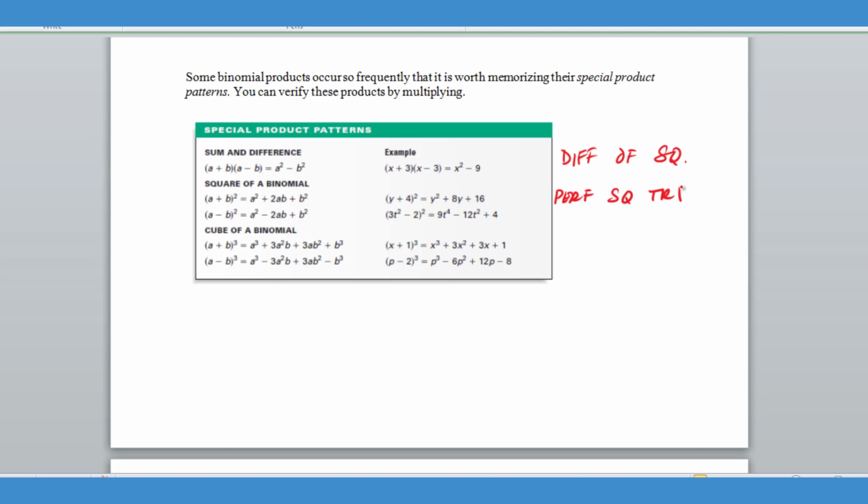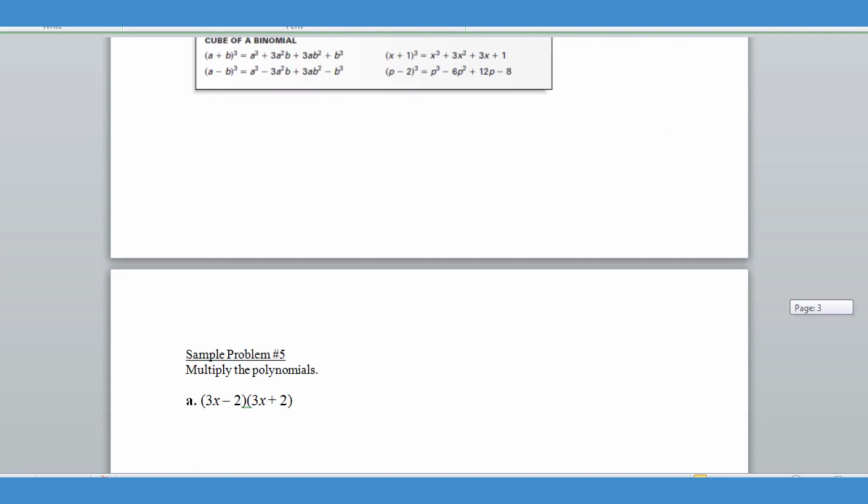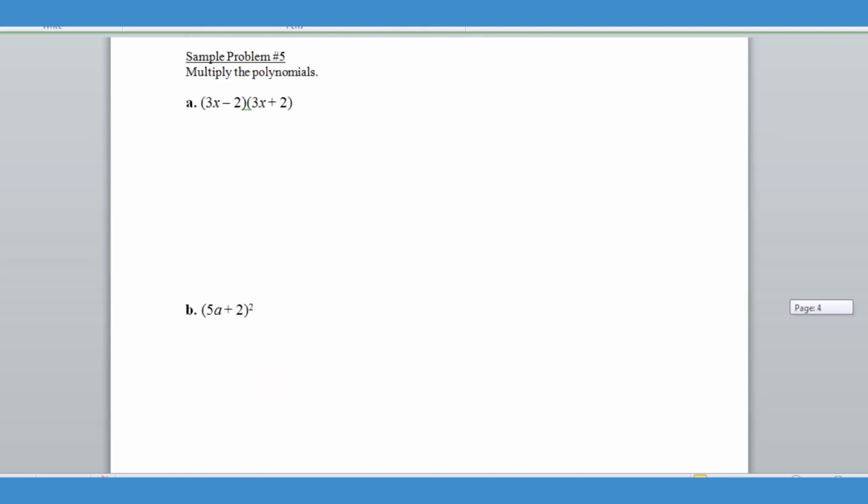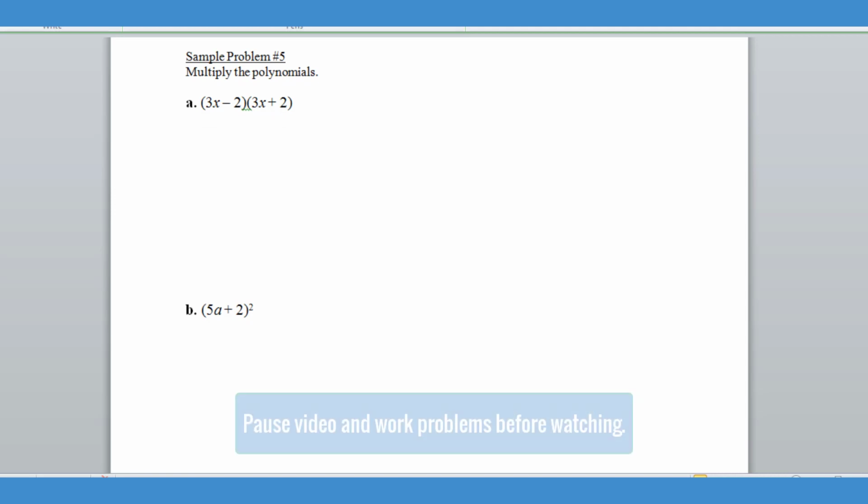So what I'm going to do here is show you both ways, and I'll let you decide whether you want to stick to the pattern or if you just want to do the distributive process. So go ahead and take the time to work these sample problems and then come back and look at the different ways and see which one you prefer best. Okay, so for the first one, I'm going to work just the pattern itself.